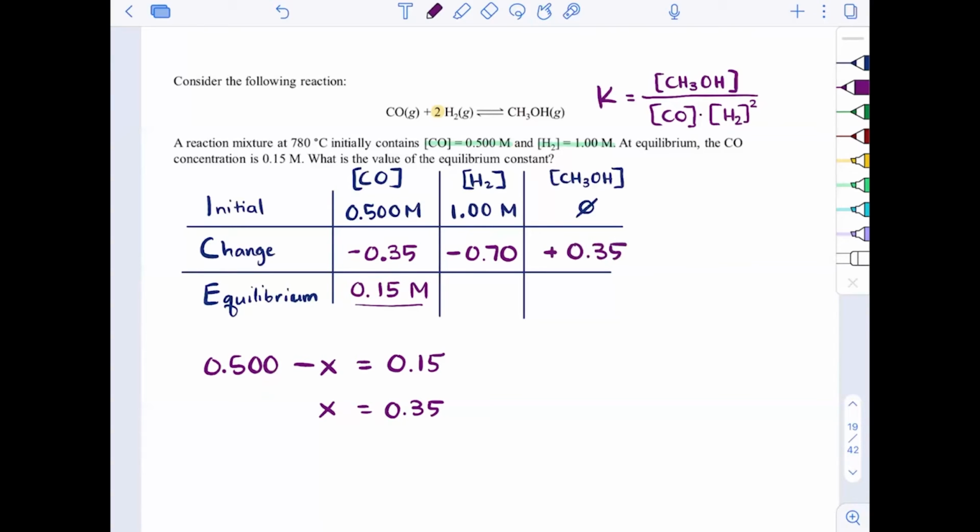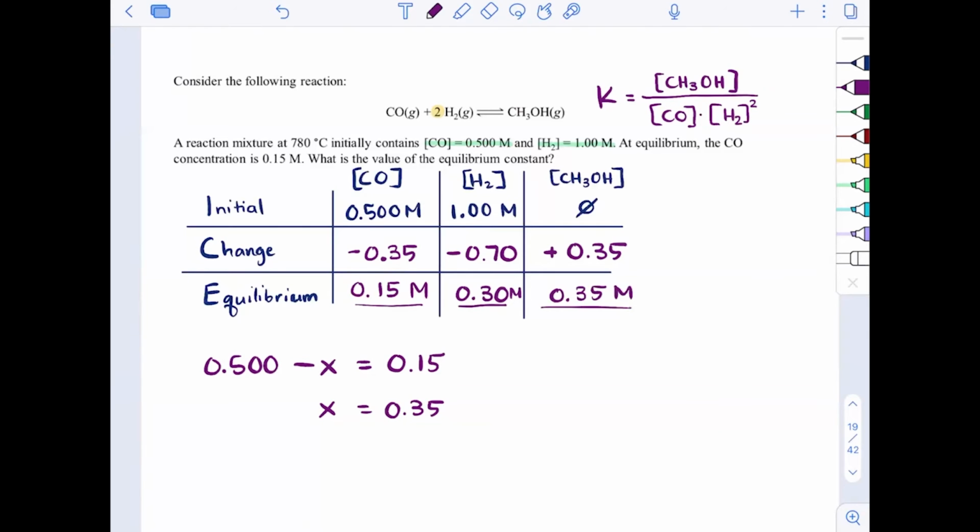The biggest thing here is when finding the change, do not forget the stoichiometric relationship of the balanced chemical equation. And now I can find the equilibrium concentrations for all of the other components.